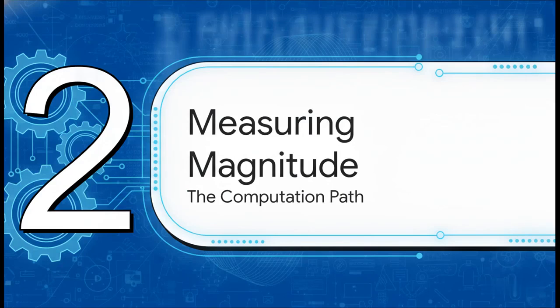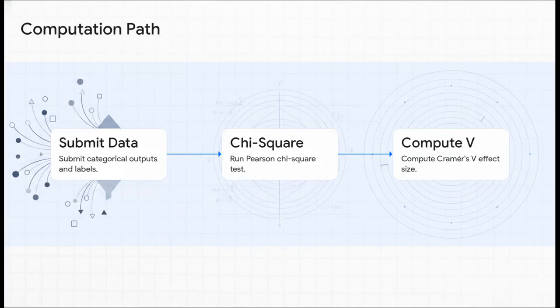Moving right along to part two, measuring relationship magnitude and mapping out the computation path. The engine follows an exact three-step deterministic pathway. You go from raw categorical inputs straight to an effect size with absolutely zero detours. Step 1, you submit your categorical decisions alongside their corresponding group labels. Step 2, the engine takes that, constructs a contingency table, and runs a Pearson chi-square test of independence. And then step 3, it computes the Cramer's V statistic to actually measure the effect size. It's a highly direct, purely mathematical pipeline.